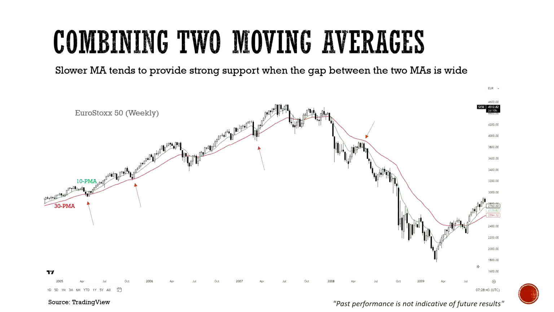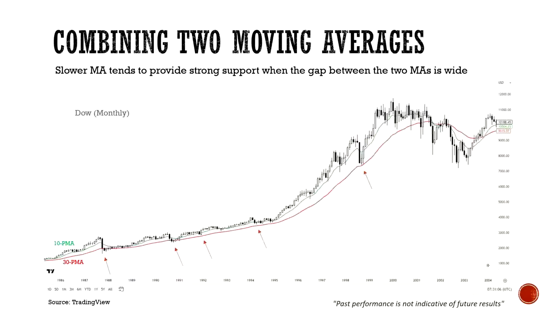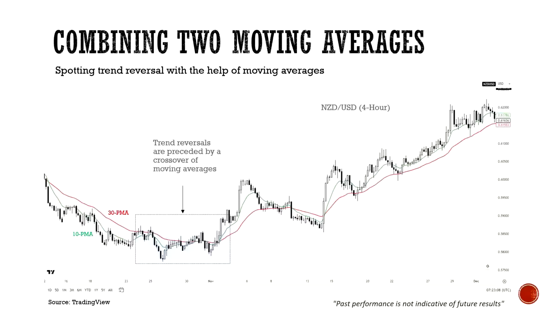Failure of a market to go to the red line is also a sign that the trend is even stronger, i.e. the downtrend is even stronger. Likewise, Dow monthly is also very similar. And finally, even if you look at a smaller chart, this is the Kiwi dollar on the 4-hourly chart, notice I wanted to say that trend reversals are usually, or more often than not, preceded by a crossover of moving averages. There was no crossover.